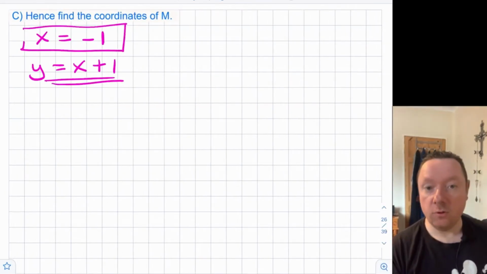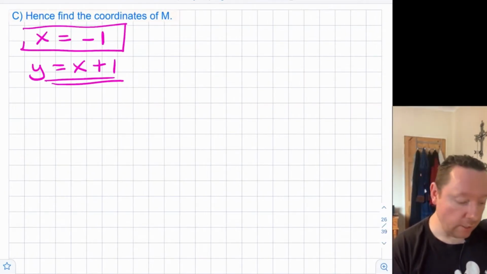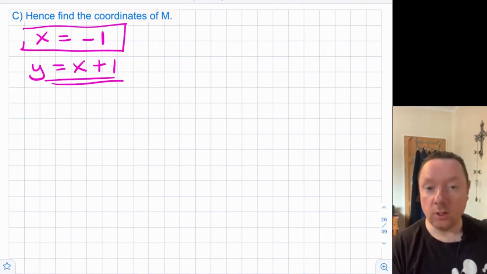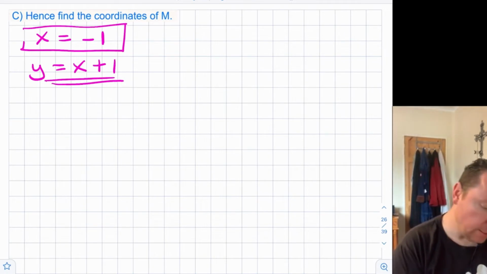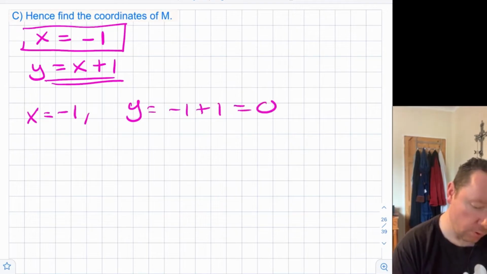Hence, find the coordinates of M, which remember was our point of intersection for these two lines. So there are our two line equations written out again. We know that x is -1, so we can just substitute it into y. Since x is -1, then y equals -1 plus 1, which is 0. So our point is very simple in this case: (-1, 0). And we're done.